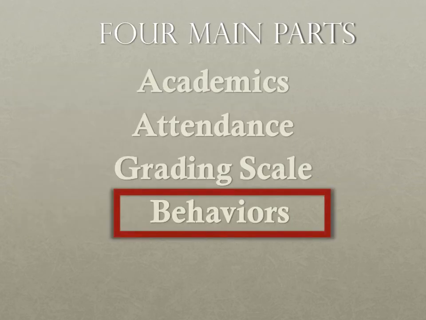The fourth part of the progress report is the behavior section. Morton has behaviors listed separately than academics. Academics only includes the knowledge, the mastery that the student has gained. Behaviors include things like effort, being prepared, completing work on time, and social skills. Let's look a little further into these skills.